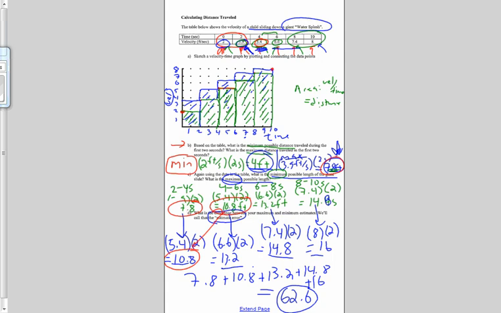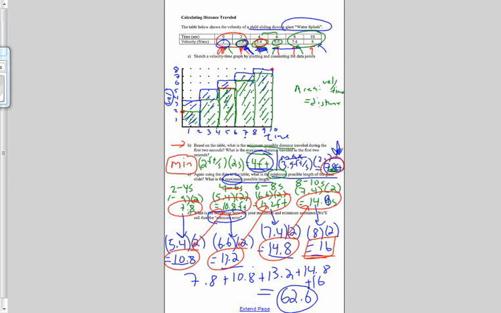And then between 6 and 8 seconds, my minimum approximation was 13.2 feet. Well, that was my maximum approximation between 4 to 6 seconds. And then between 8 to 10 seconds, my minimum approximation was 14.8. Well, that was my maximum approximation between 6 to 8 seconds. So the only different values that we get are the last max value, which is 16.